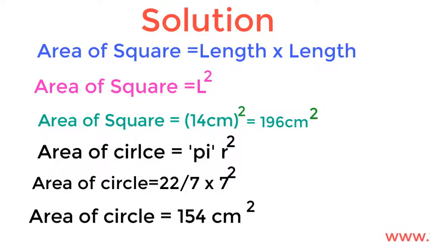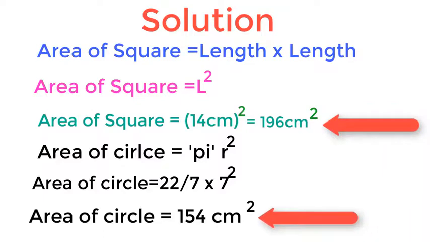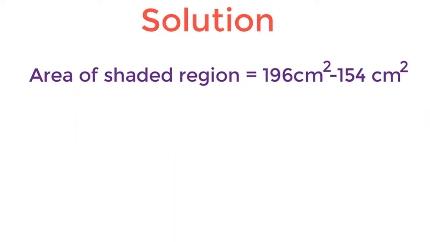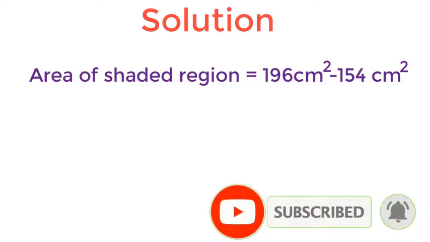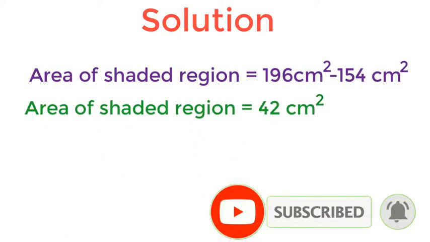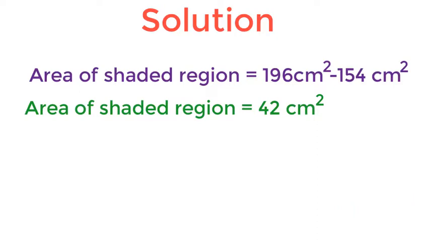So this brings us to this. The area of the square is 196 centimeters squared, and the area of the circle too is 154 centimeters squared. So this implies that the area of the space between the square and that of the circle is equal to 196 centimeters squared minus 154 centimeters squared. Hence, the area of the shaded portion or region, or in between the two plane figures, is 42 centimeters squared.